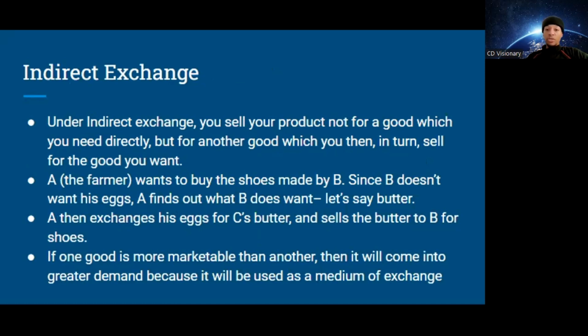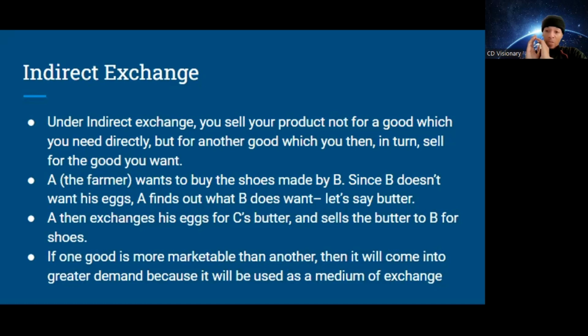Under indirect exchange, you sell your product not for a good which you need directly, but for another good which you then in turn sell for the good you want. So let's look at this example. A, who is a farmer, wants to buy the shoes made by B. Since B doesn't want his eggs, A finds what B does want, let's say butter. A then exchanges his eggs for C's butter and sells the butter to B for shoes. If one good is more marketable than another, then it will come into greater demand because it will be used as a medium of exchange.